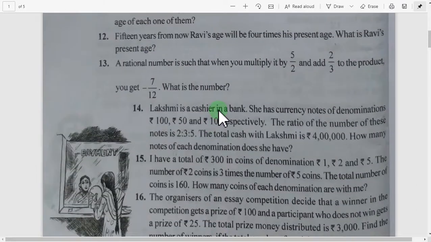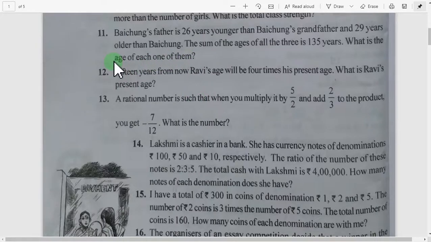11th question. Baichung's father is 26 years younger than Baichung's grandfather and 29 years older than Baichung. The sum of the ages of all the three is 135 years. What is the age of each of them?